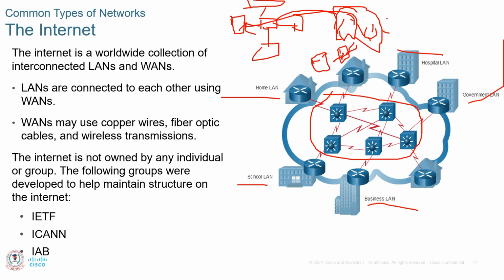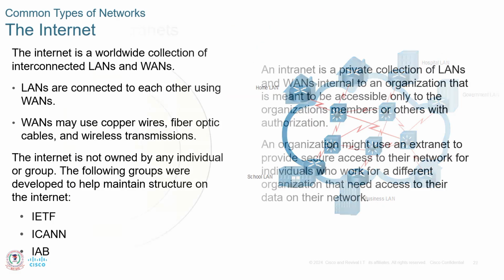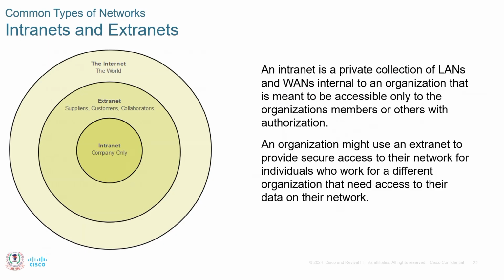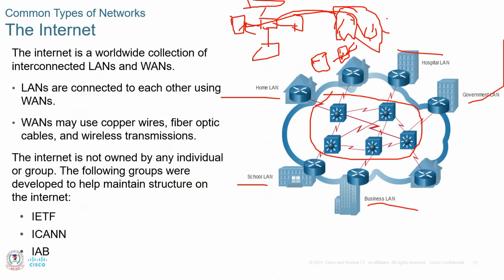Okay, let's continue. So before we continue, there are different kinds of network media used to connect different networks in the internet. You have copper wire, we have fiber optics cable, and we have a wireless transmission like the satellite. So it's good to know that.